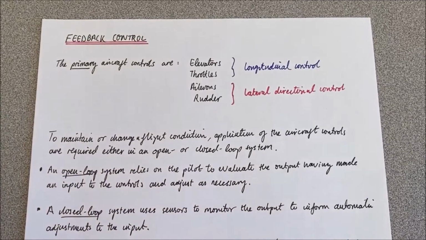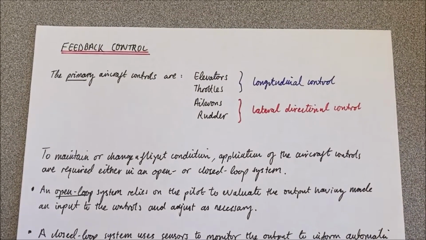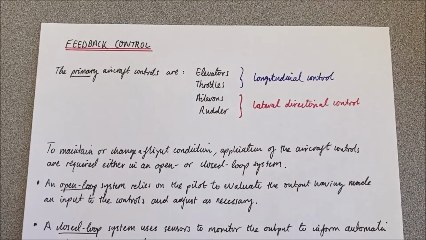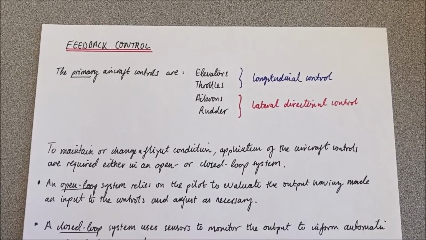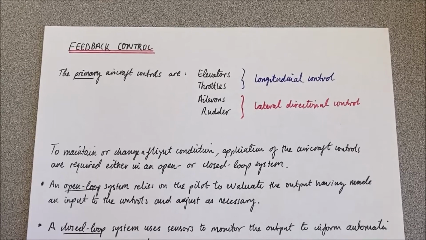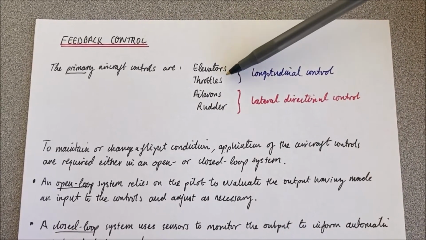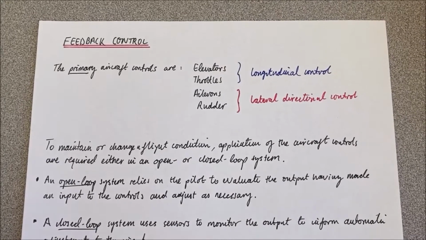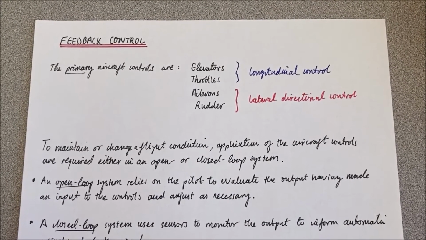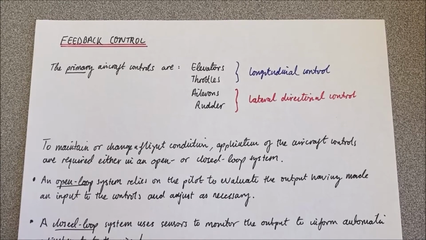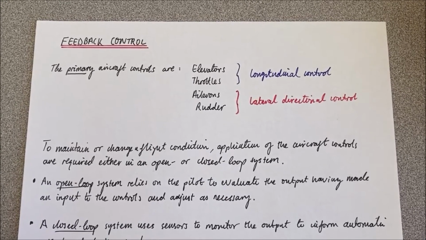So first of all, let's just revise what our primary controls are of our aircraft and what they do. In the longitudinal sense, we have the elevators and we have the throttle as well. And in the lateral directional sense, we have the ailerons and rudder.